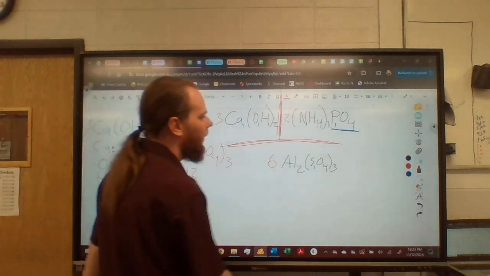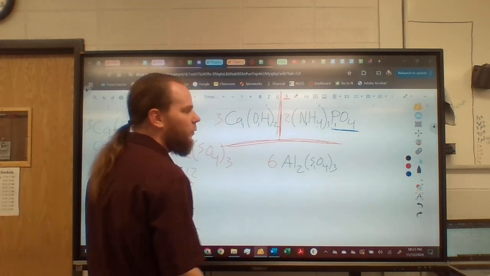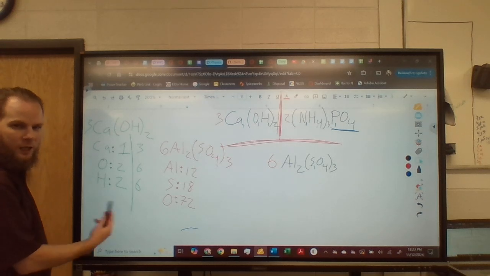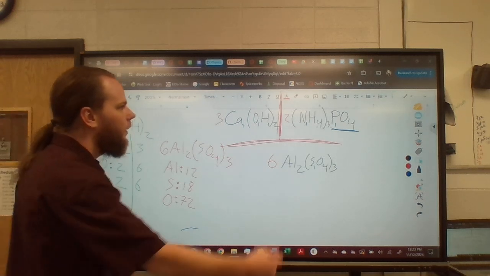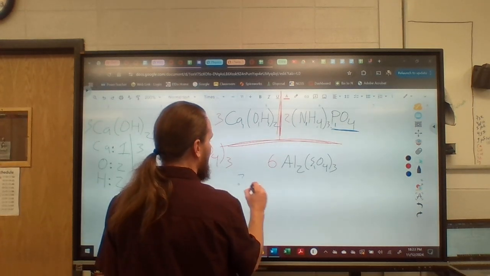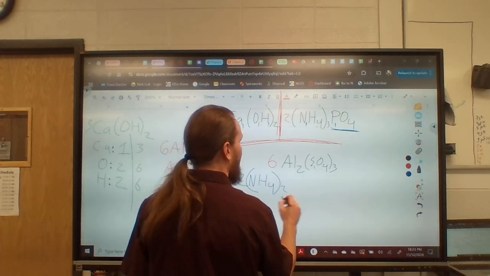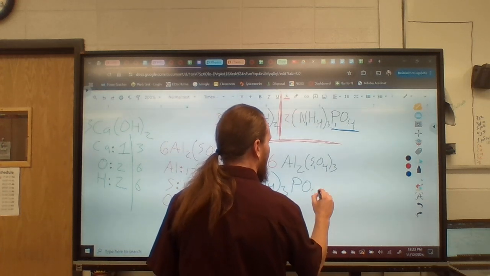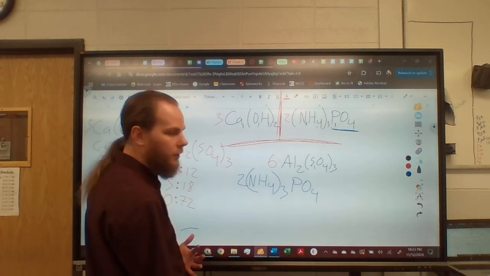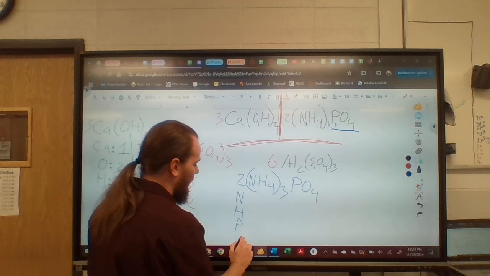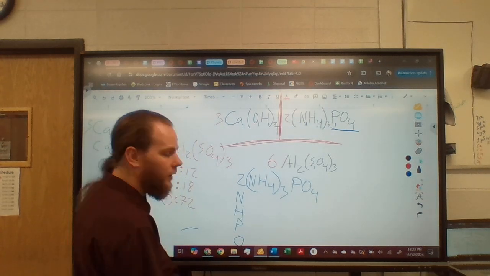Oxygen gets big. Now, for this last one, I'm going to go back and do this again to review this, because I think a lot of you are going to prefer this option. So, we have 2NH4, 3PO4. So we're going to list out our 4 elements, which are nitrogen, hydrogen, phosphorus, and oxygen. Can you see that? You can? Okay.